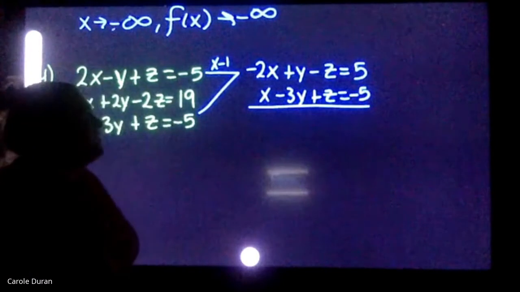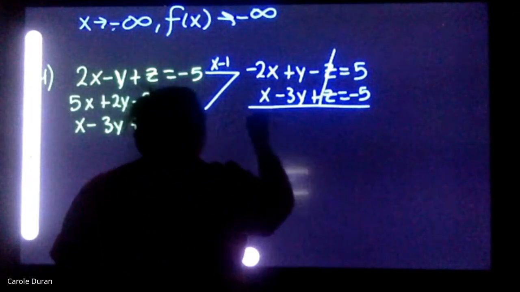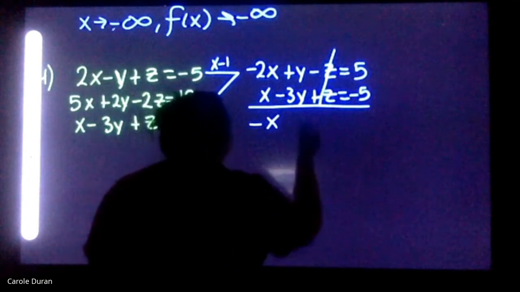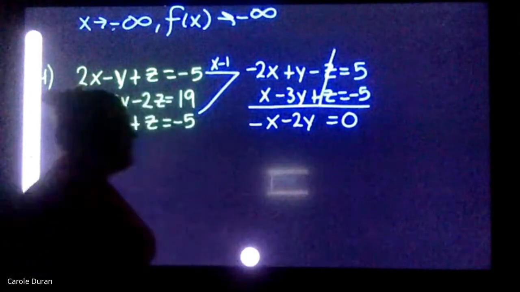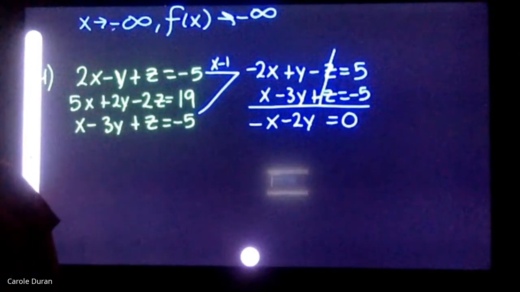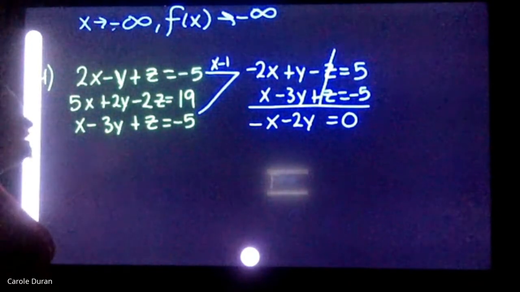I go ahead and I add straight down. The z's cancel. Negative 2x plus x is negative x. Y minus 3y is negative 2y. And then equals 0, because 5 minus 5 is 0. Now I need to pick two other equations and again eliminate the z.